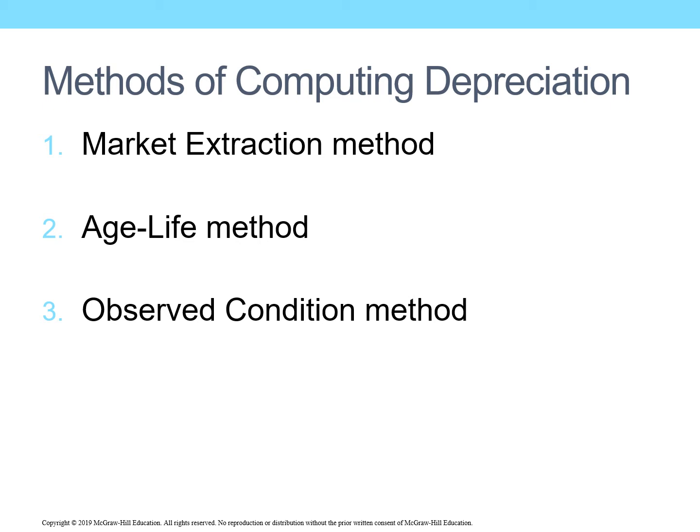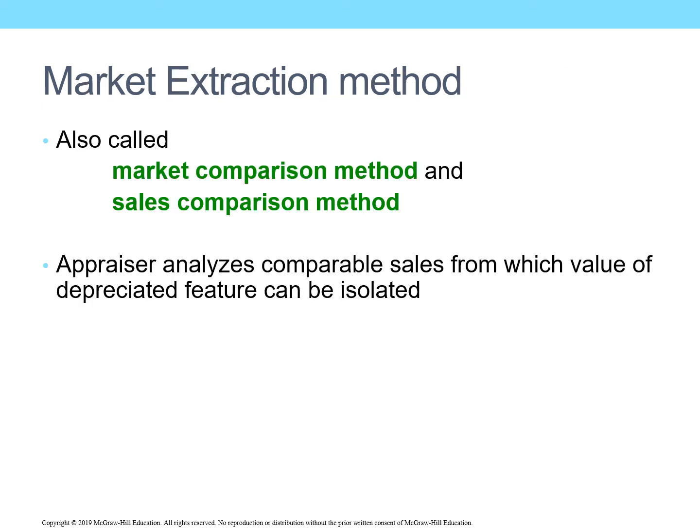In terms of our methods of computing accrued depreciation, just like with owner-occupied single-family homes, we can use market extraction, the age-life method, and the observed condition method. Market extraction, also known as the market comparison or sales comparison method, we are going to use comparable properties to our subject to try to come up with an estimate of accrued depreciation.